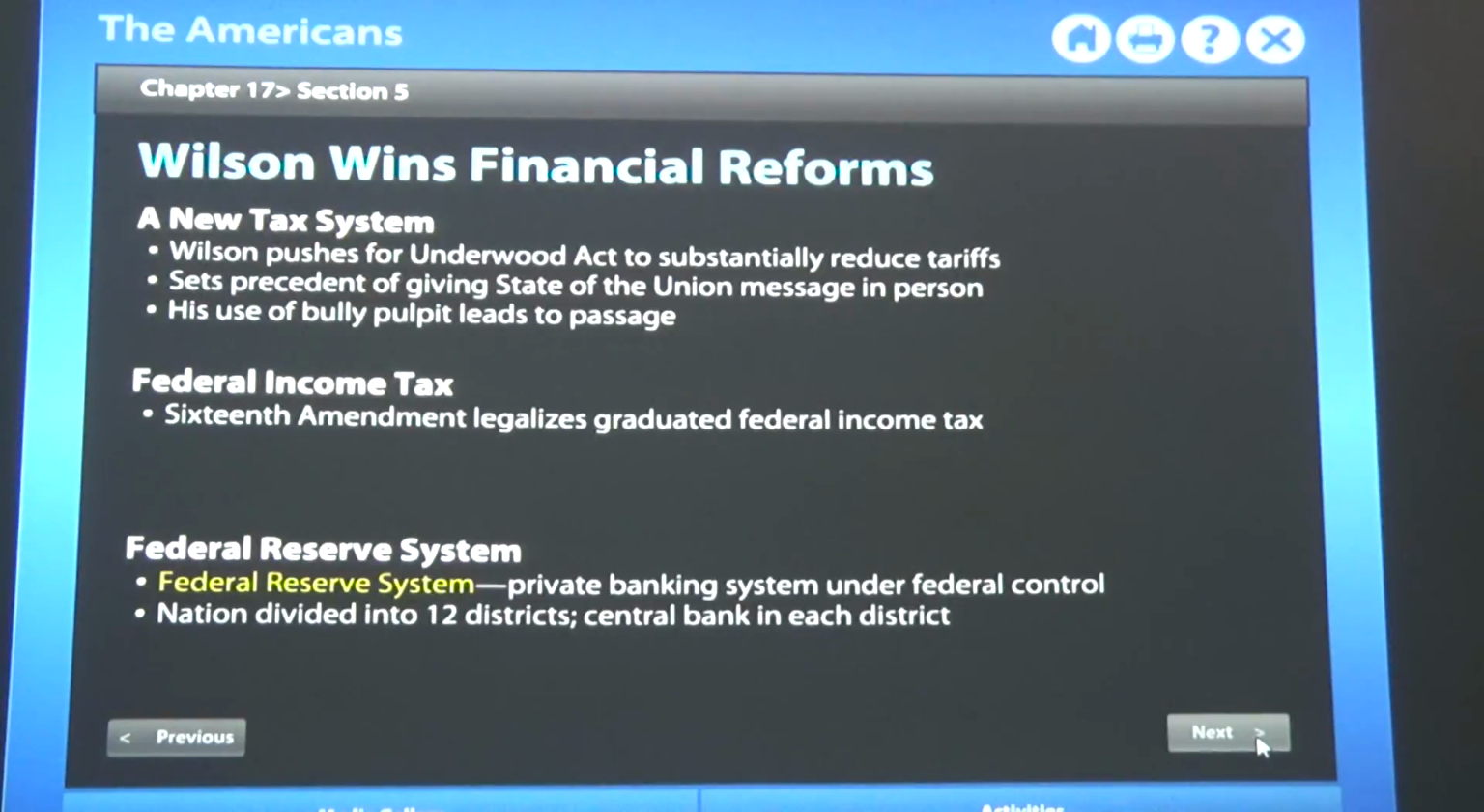A new tax system. In the end, the 16th Amendment is passed and the federal income tax is created. Graduated, meaning the more money you make, the more the government will take, and it has not stopped since then. Wilson also sets up the Federal Reserve System, a private banking system. Basically, it's the federal government giving money to banks when they need it. It's under federal control, but our nation is divided into 12 districts. If you look at a $1 bill, you'll see a letter on there that tells you what city it was printed or at least made in, and there are 12. It goes from letter A in Boston all the way up to, I believe, letter L, I forget which one it is. But it also divides up where our money is made. It's not made all in one place.